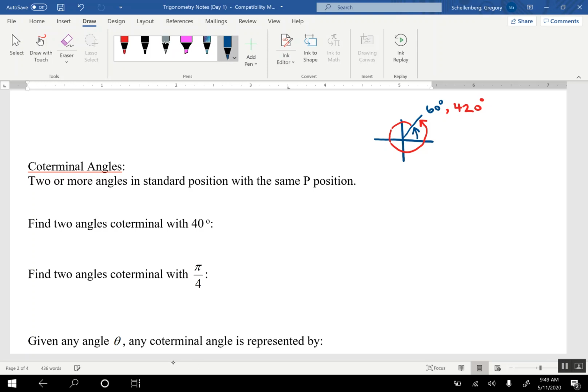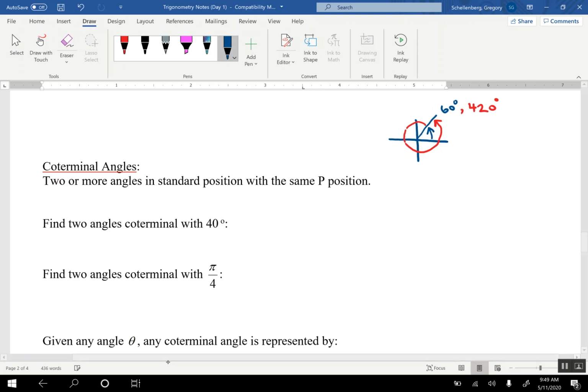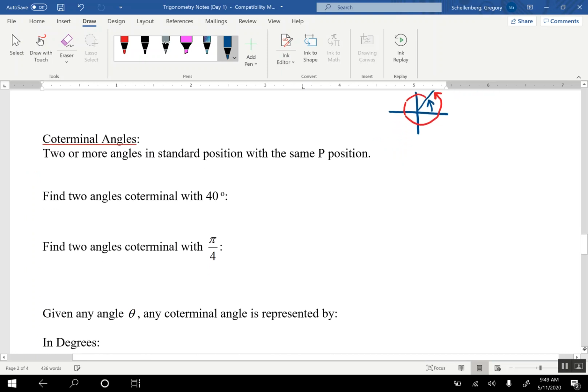Okay, so find two angles that are coterminal with 40 degrees. We can add 360 degrees to find coterminal angles. That's going to take us to 400 degrees and 760 degrees. Each of those angles is coterminal with 40 and coterminal with each other.